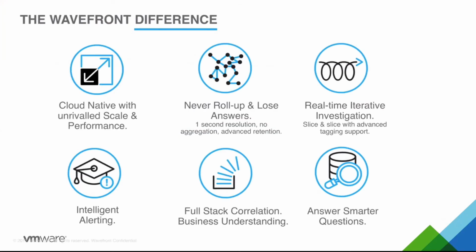The real difference is we're cloud native with unrivaled scale and performance, as we talked about. Again, being able to go up to ingestion of 4 million points per second. Never lose data, never roll it up, never consolidate. All the other tools do that because they have storage issues with that. And why SaaS? Because I don't want to manage that hardware. I don't want to have to build an infrastructure around servers when I could just get that value add right out of the system.